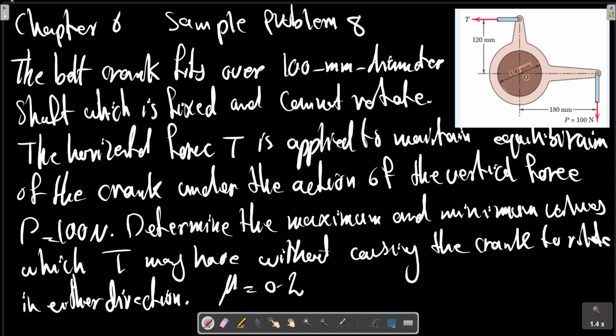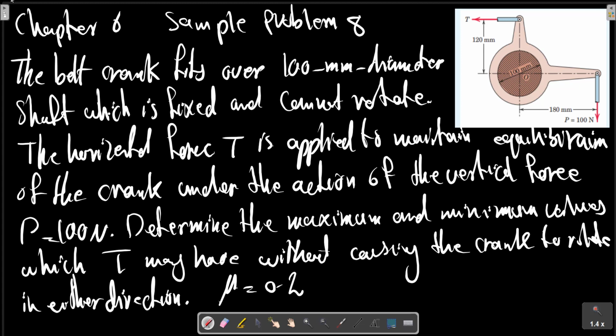Chapter 6, Sample Problem 8. The belt crank fits over a 100 mm diameter shaft which is fixed and cannot rotate. The horizontal force T, as shown in the picture, is applied to maintain equilibrium of the crank under the action of the vertical force P equal to 100.